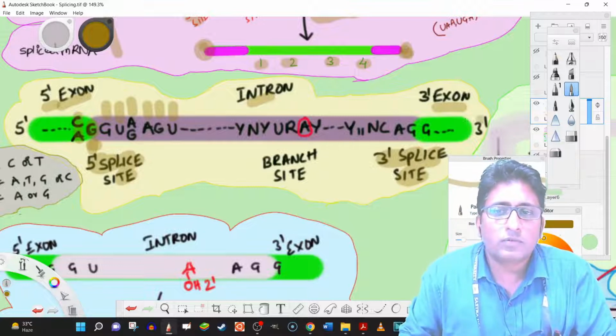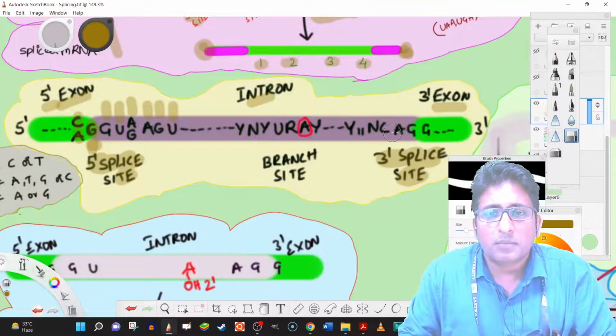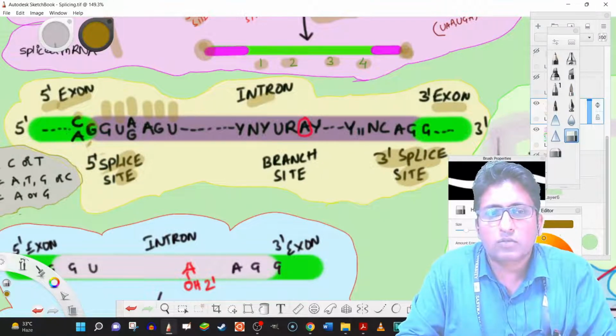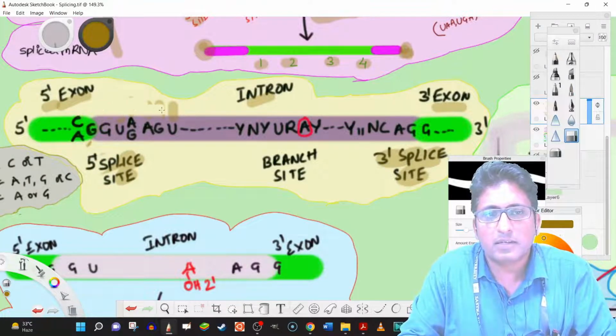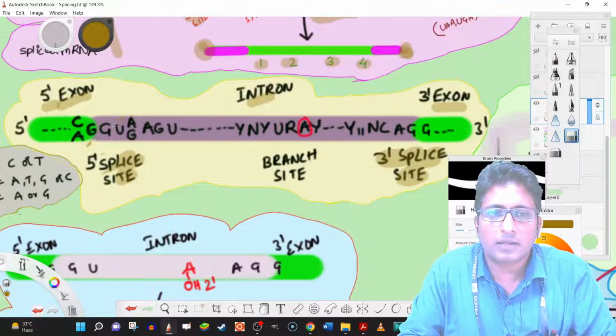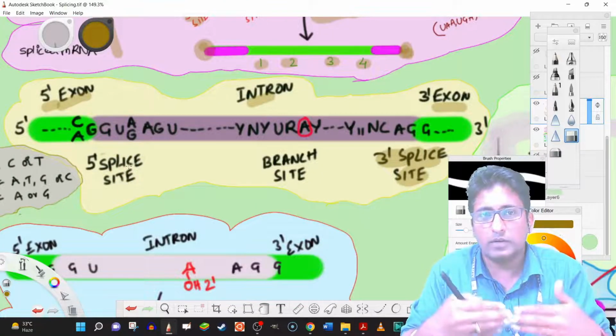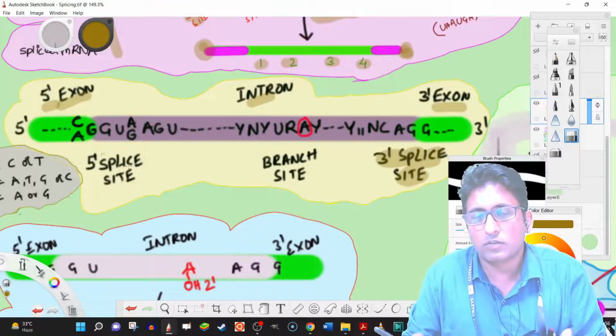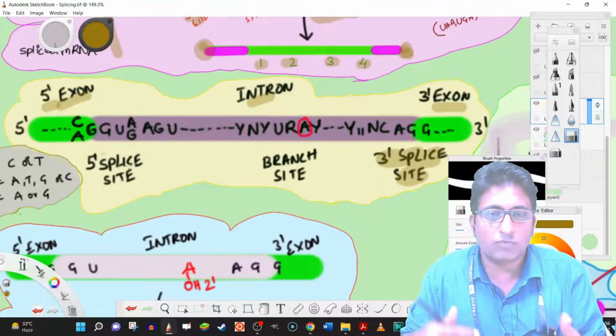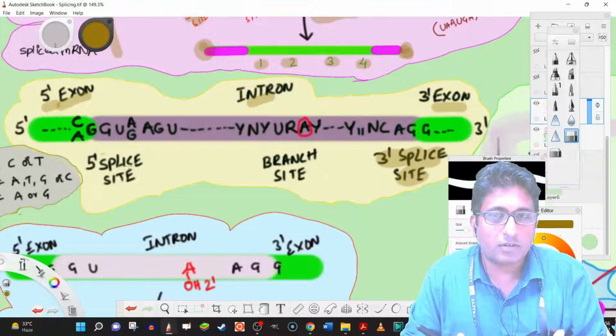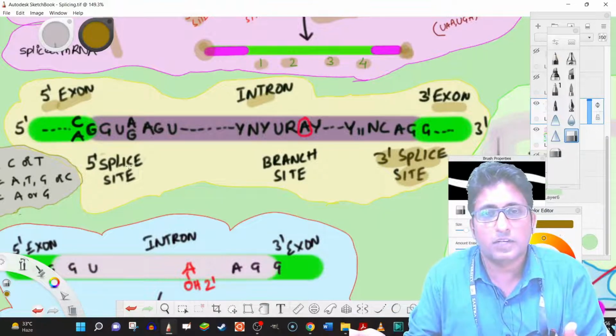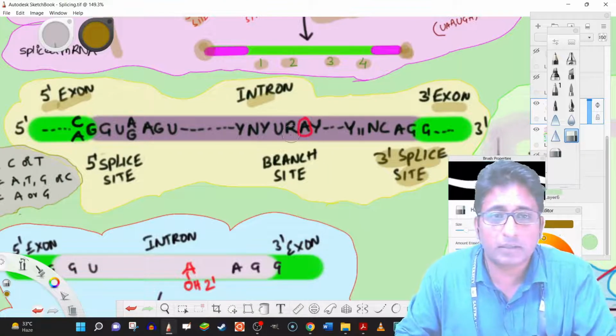We don't have to memorize all of it, but it would be a good idea to at least remember that there are boundaries and there are conserved sequences within these boundaries of exon and introns. So that makes it easy, or essential, for the splicing machinery to recognize them and then make precise cuts.